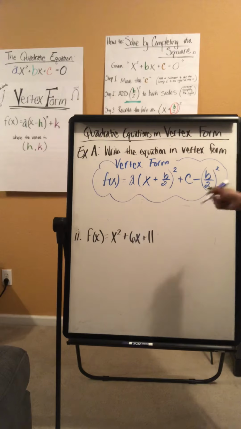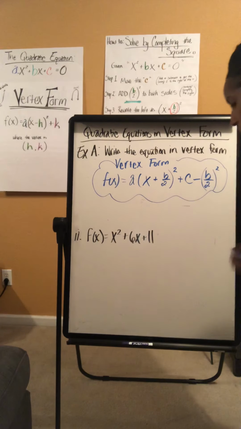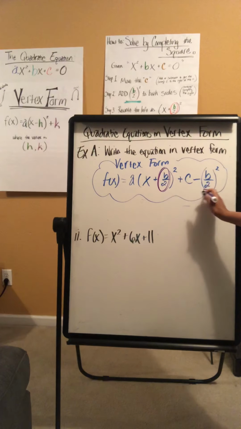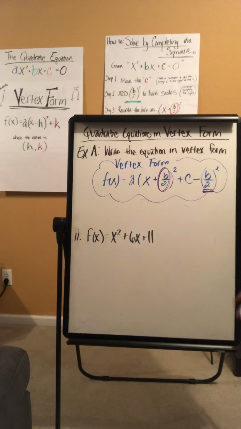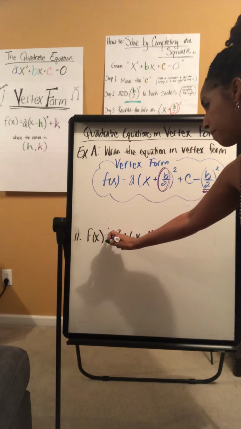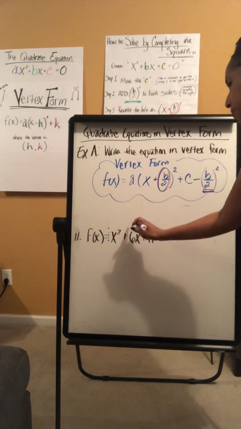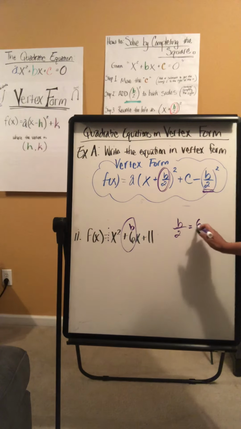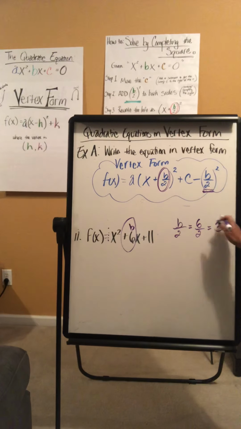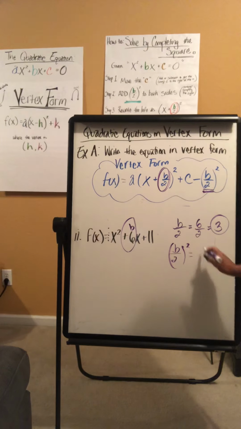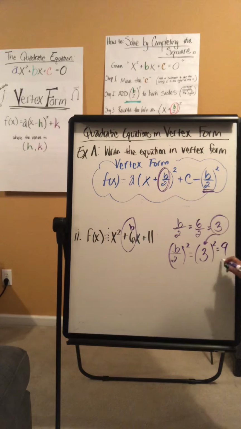Okay, so what I need is my b over 2, and I need my b over 2 squared, just like I did before. So here it's in function notation. My a is the number 1, right? My b is 6, so b divided by 2 would be 6 divided by 2, or 3. And then I need my b divided by 2 squared. So that would just be that 3 squared, which would be 9.